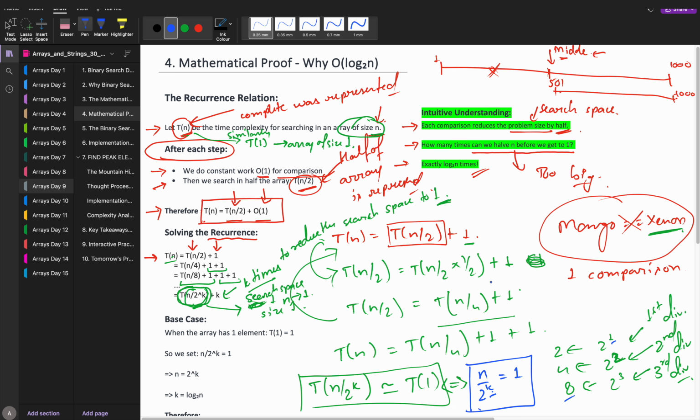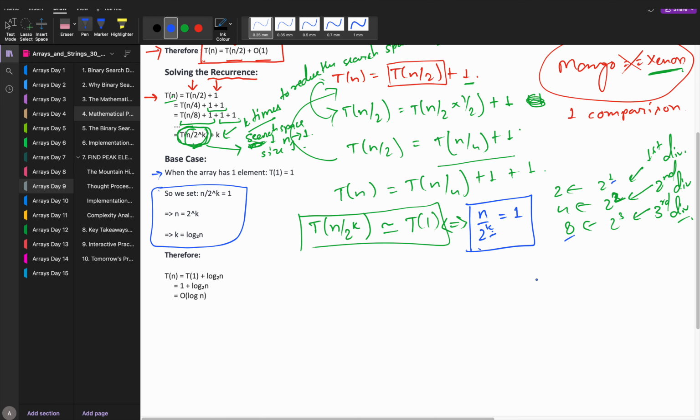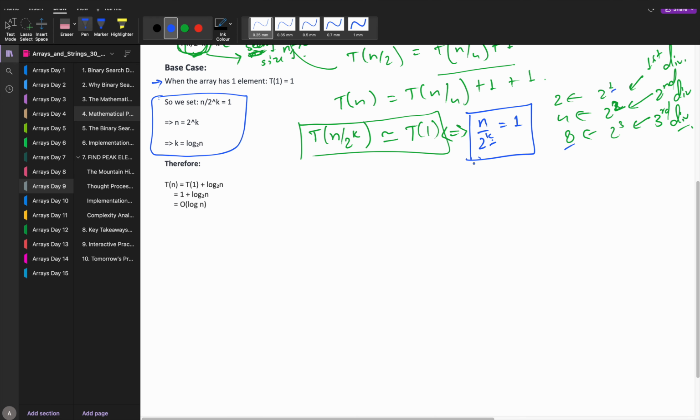Now let's try to solve this particular equation. Now we have reached this equation, it's written here as well. So the base case was T of 1 equals 1. Now once we have this, if you don't know how this is being reached, don't worry. Let me try to solve this for you. Let's try to solve this here.